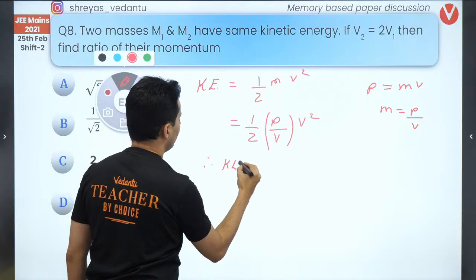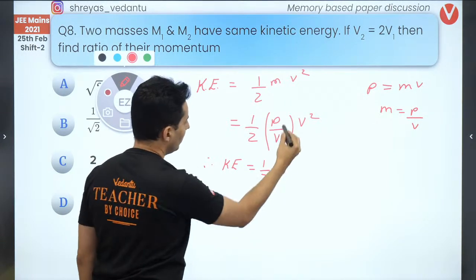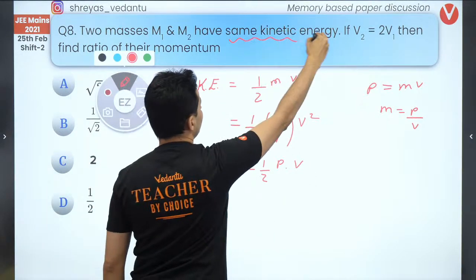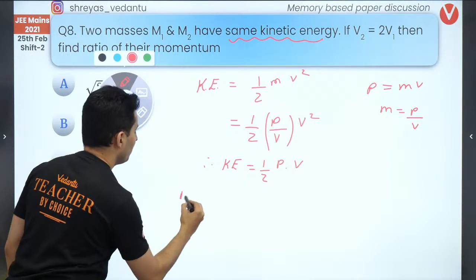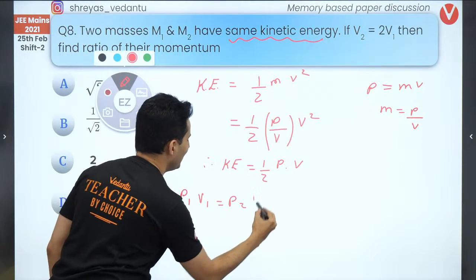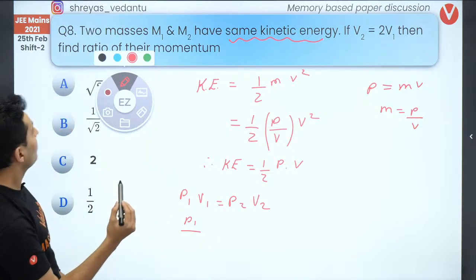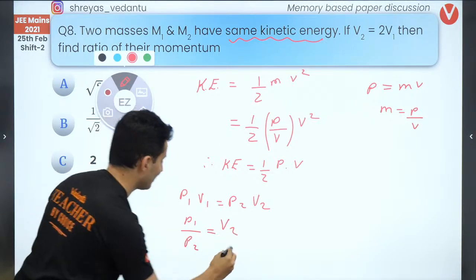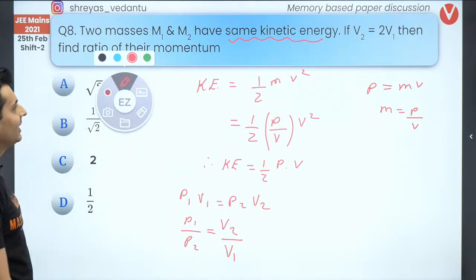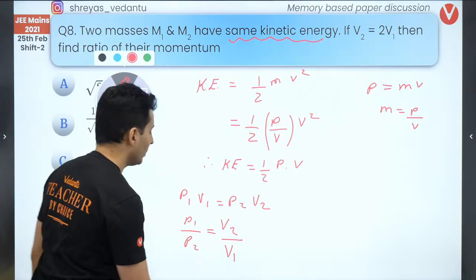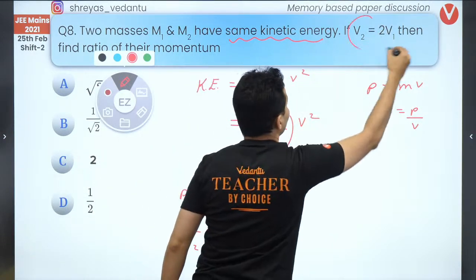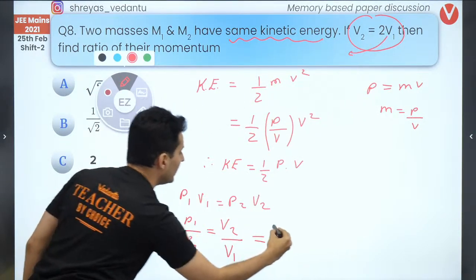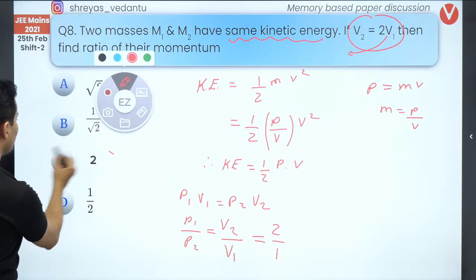Therefore, kinetic energy will become half P into V. Now very important thing, they have same kinetic energy. That means P1 V1 will be P2 V2. So what have they asked? Find the ratio of the momentum. P1 by P2 will be, looks like Boyle's law, but it is not, believe me, V2 by V1. Bring V1 downstairs, what will it be? 2 divided by 1, and that should be the answer.